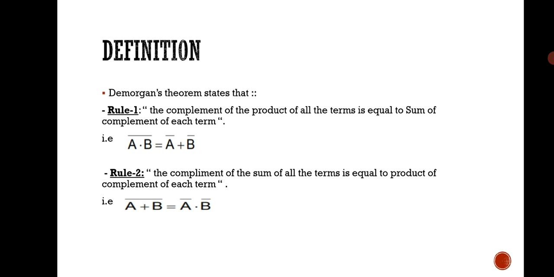Coming to rule 2, the complement of the sum of any terms is equal to the product of the complements of the individual terms. That is given by (a plus b) whole bar equals a bar dot b bar. Now let us see how this can be realized using gates.